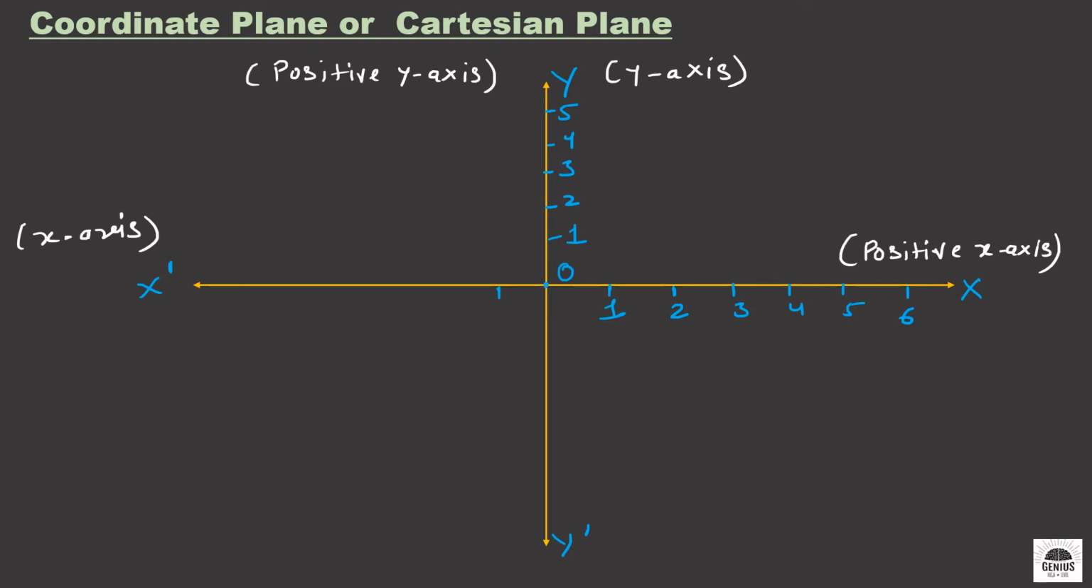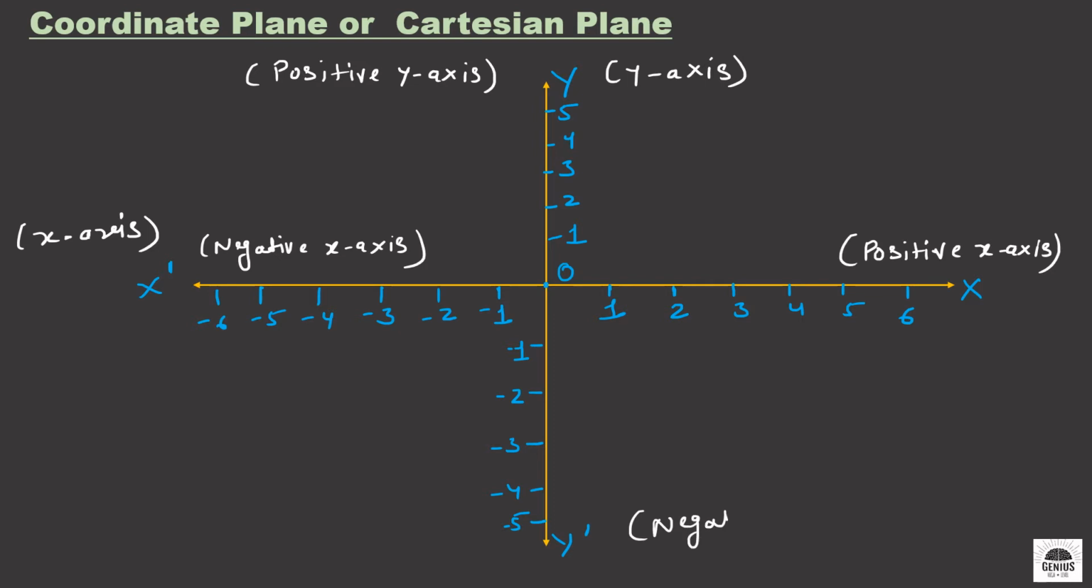So we will mark negative numbers here: minus 1, minus 2, minus 3, minus 4, minus 5, minus 6 and so on, and this is known as the negative x-axis. And now we will mark negative numbers in the direction OY dash: minus 1, minus 2, minus 3, minus 4, minus 5 and so on, and this is known as the negative y-axis.